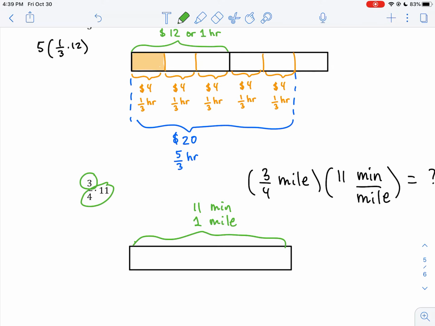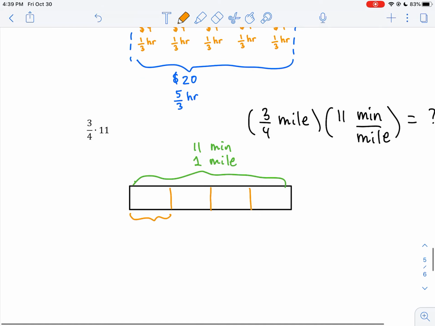And we're going to partition that 11 into 4 equal parts first, and then iterate 3 of them. So let's break this into 4 equal pieces, right down the middle, and then each of these down the middle. And here we have 11 divided by 4, that's 11/4. We talked about that in the last unit.